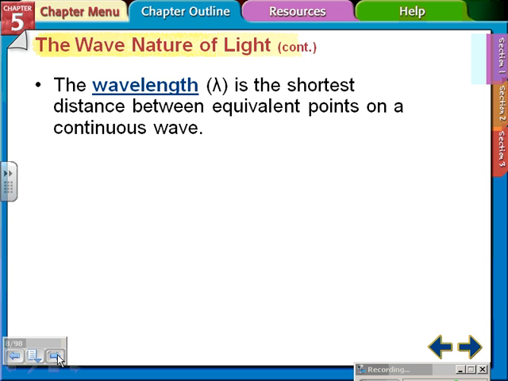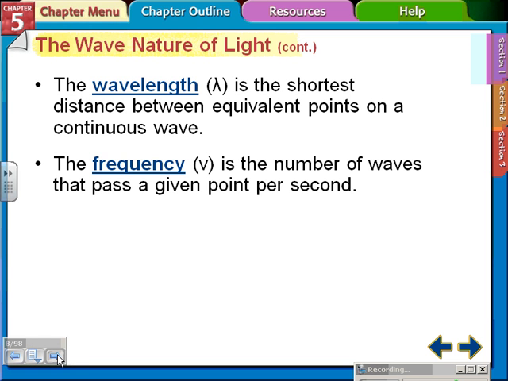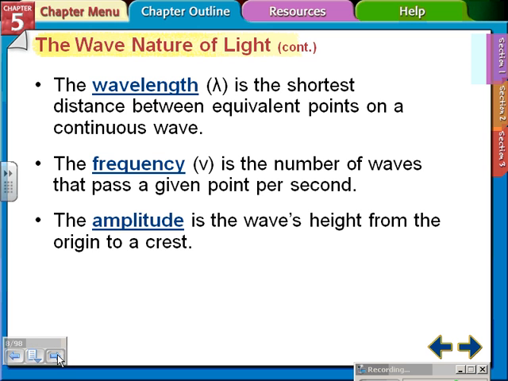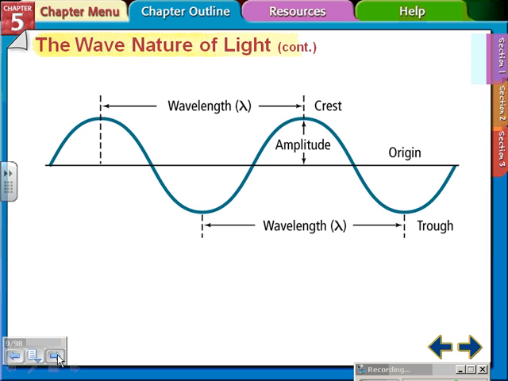The definition for wavelength is the shortest distance between equivalent points on a continuous wave. The frequency is the number of waves that pass a given point per second. And the amplitude is the wave's height from the origin to the crest. So let's look at an actual wave and see what those are.